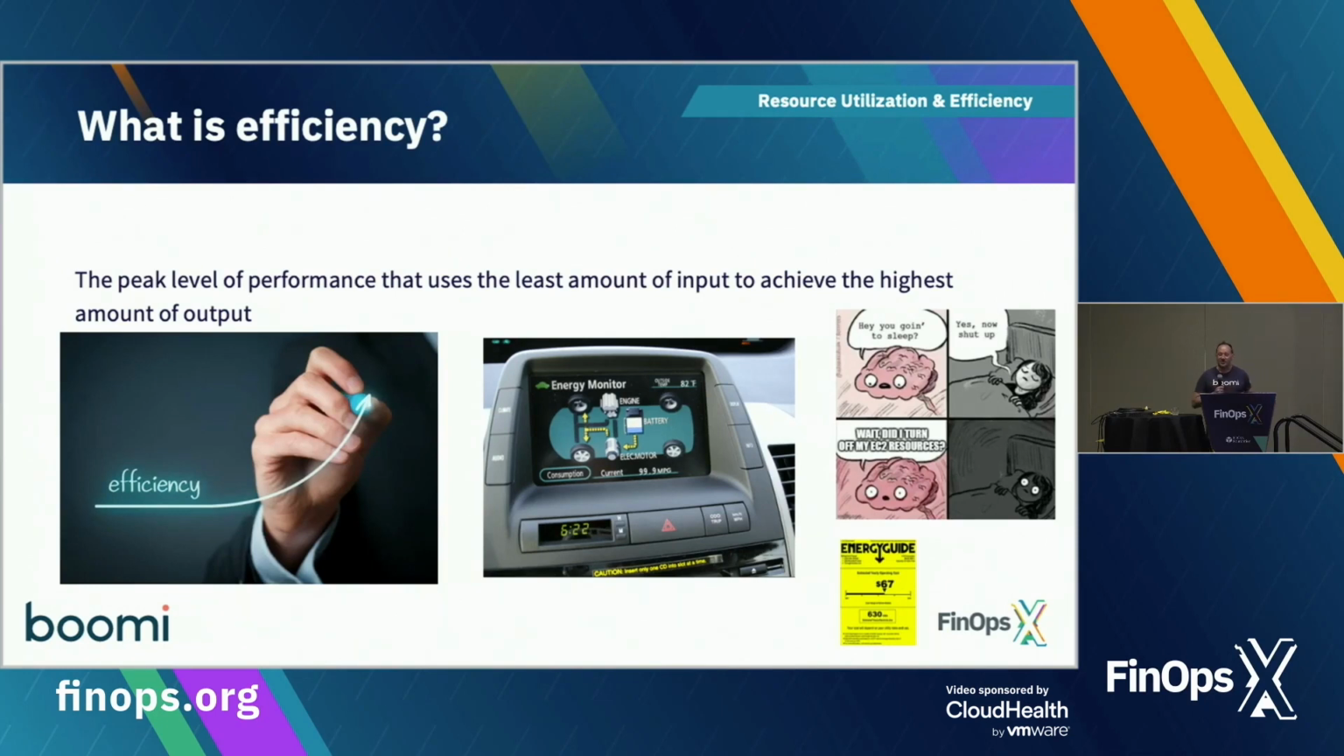So what's efficiency? By definition, this is the peak level of performance by having the least amount of input to achieve the highest amount of output. Let's talk about a very simple example, miles per gallon. As most of us have gone through Rob Martin's training or Ben's training, we talk about the Prius effect, where we can get that near real-time feedback to make more efficient decisions.